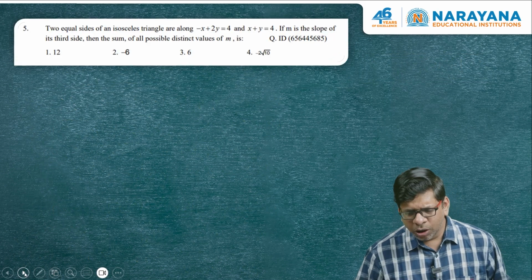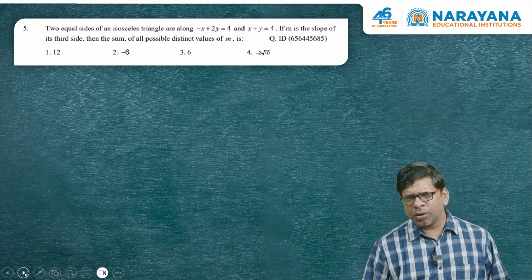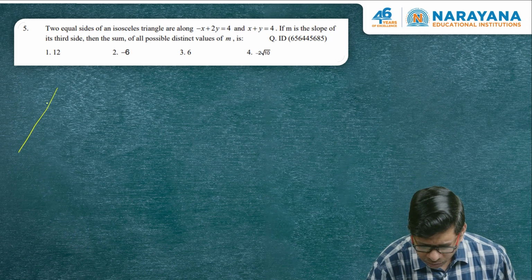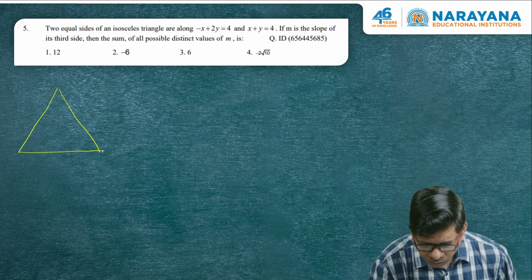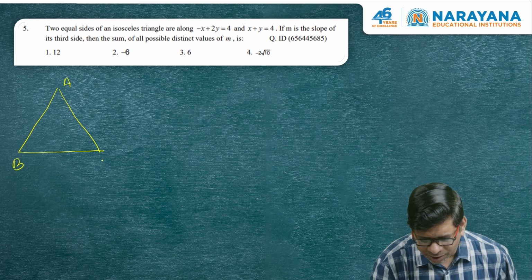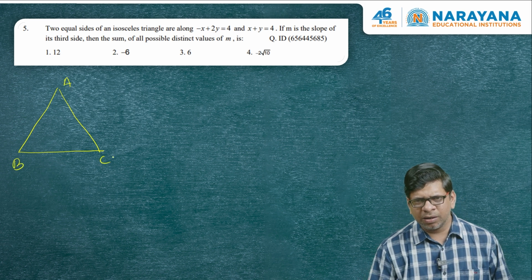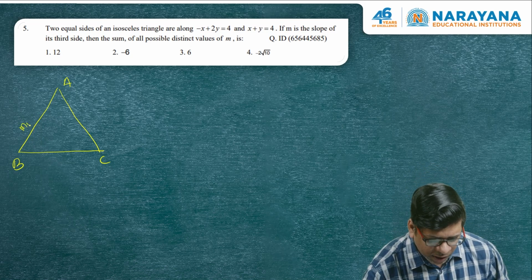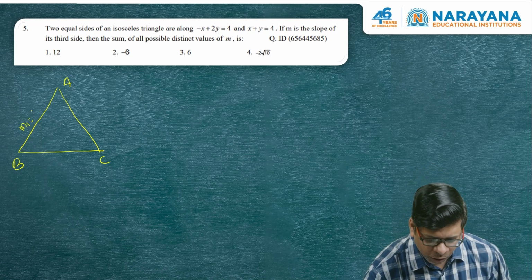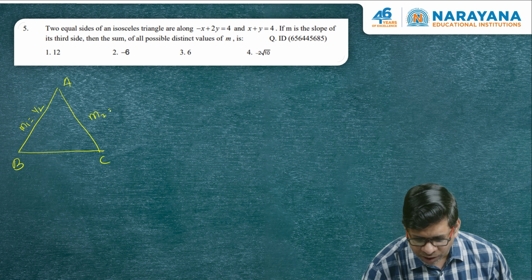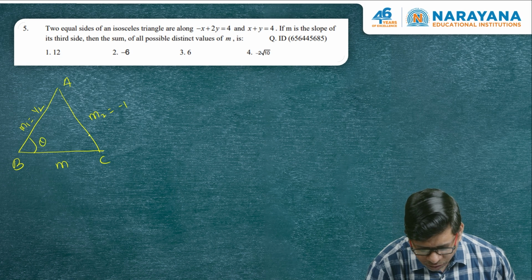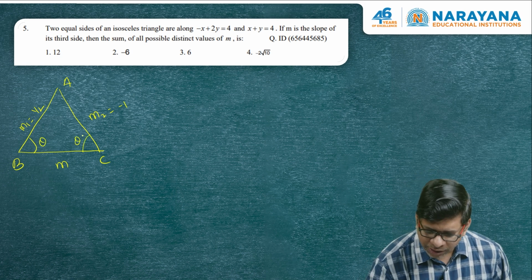Next question. Two equal sides of an isosceles triangle are along the two given lines. If m is the slope of the third side, then find the sum of all possible distinct values of m. Standard question from straight lines. So let us say that the triangle formed by the given sides is ABC. So we need the slopes. The slope of the first one is given as 1 by 2. The slope of the second one is given as minus 1. We need the slope of this, and it is an isosceles triangle. So these two angles are equal.